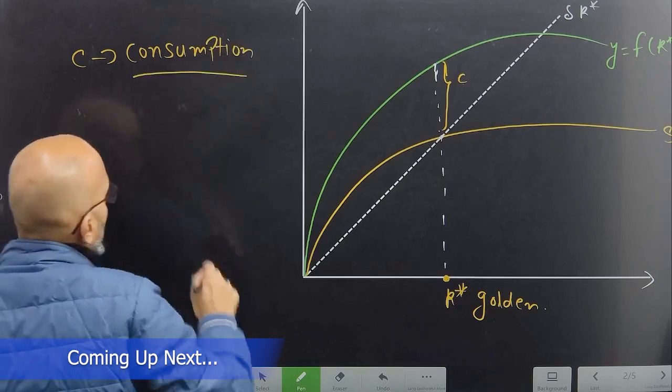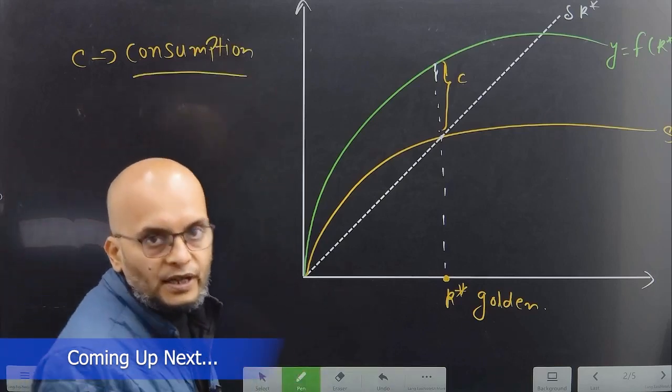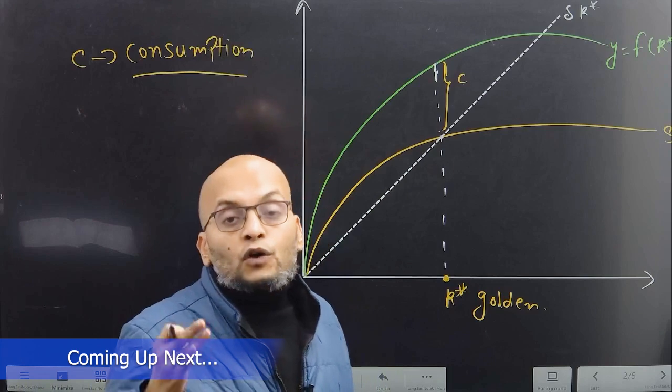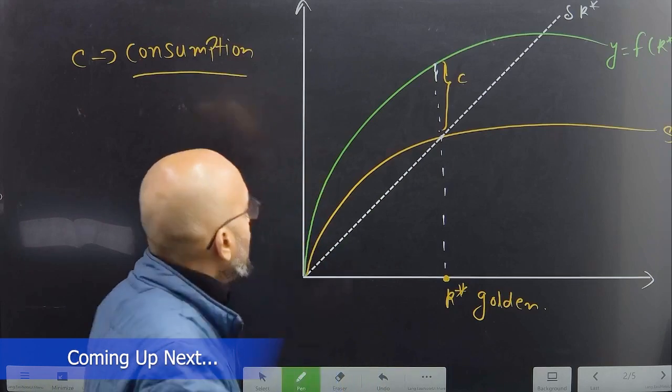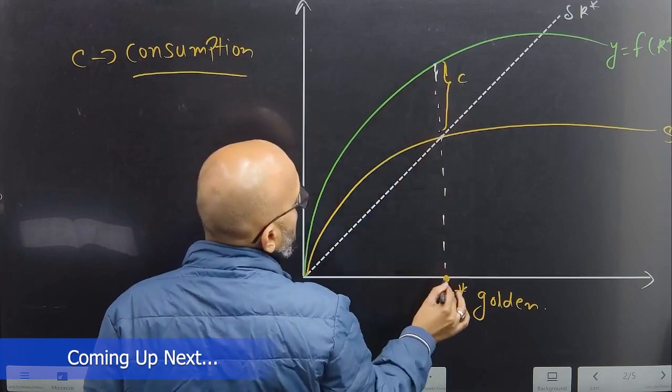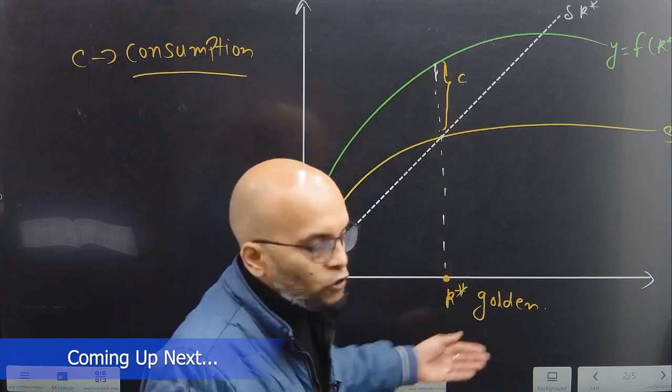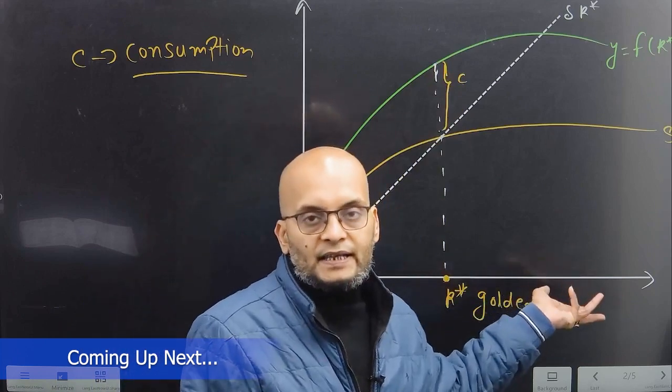So the point of maximum consumption is actually our golden rule steady state. Fine. See, if we plot it downwards, we get K star golden because along the x-axis we are taking the capital.